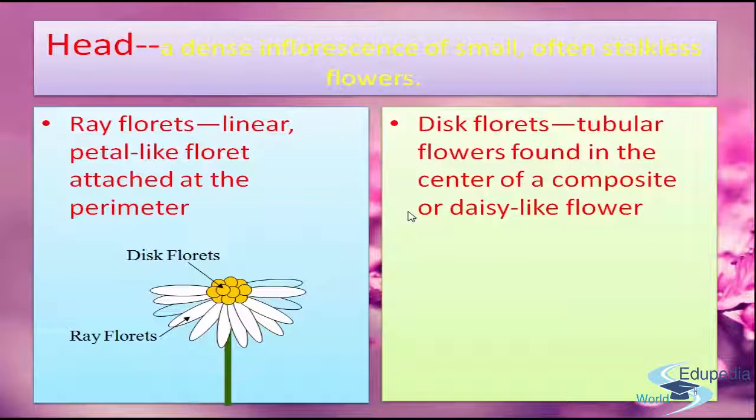Now comes your head inflorescence. It is a dense inflorescence of small, often stalkless flowers, that is sessile flowers. Okay, it is of two types, ray florets and disc florets. Ray florets are linear petal-like florets which are attached at the perimeter. Okay, so these are your disc florets and these are your ray florets. Ray florets are linear petal-like florets attached at the perimeter, and this is your disc floret, which is a tubular flower found in the center of a composite or daisy-like flower.